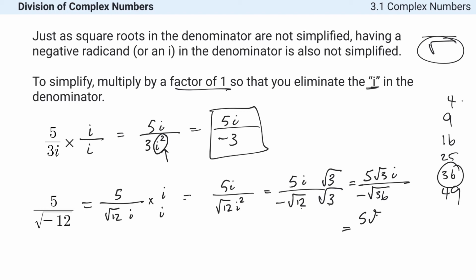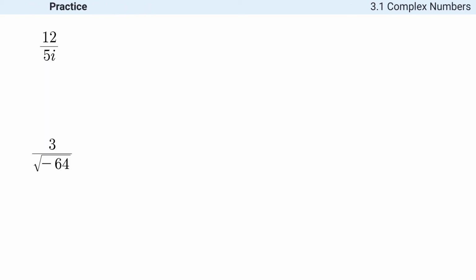So on the top, 5 root 3i over negative the square root of 36, which is 6. So there, that was a tough one. I had to get rid of the i, did that, and I also had to get rid of the square root. So we did that. Here are some questions you can try on your own and see if you can get rid of the i on the bottom. Press pause, then press play.